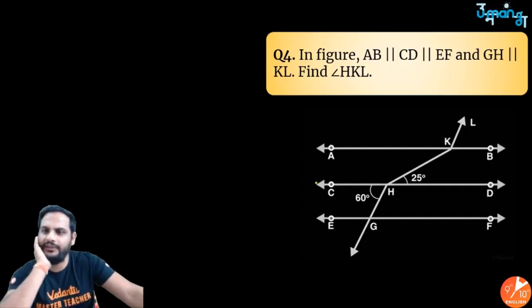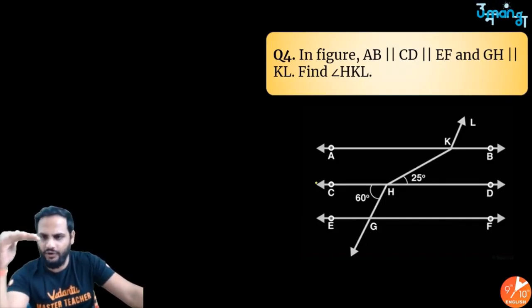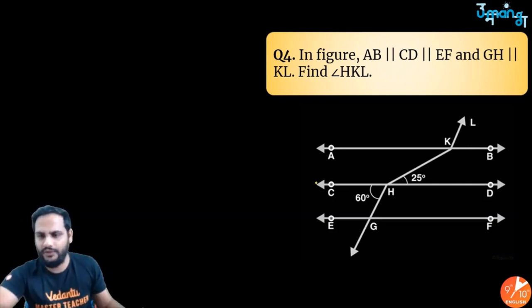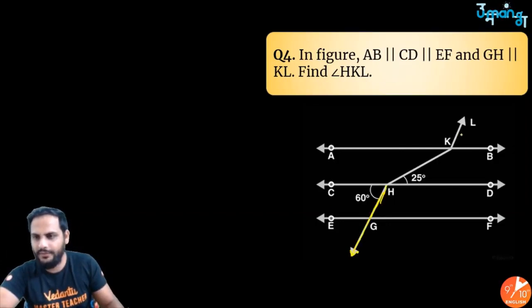Next question, look. In the figure, AB is parallel to CD and parallel to EF. All the three lines are parallel to each other. GH is parallel to KL. Where is GH? This line. This line GH is parallel to KL, right? Let us note this down as well, because we should know it. They both are parallel to each other as well.